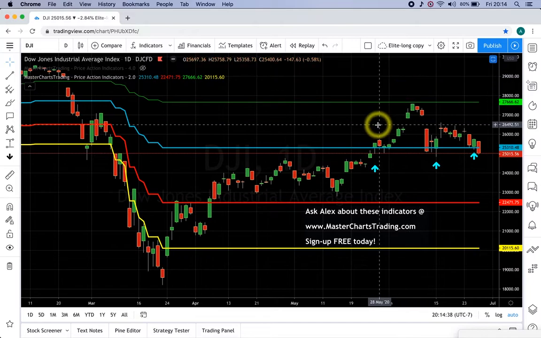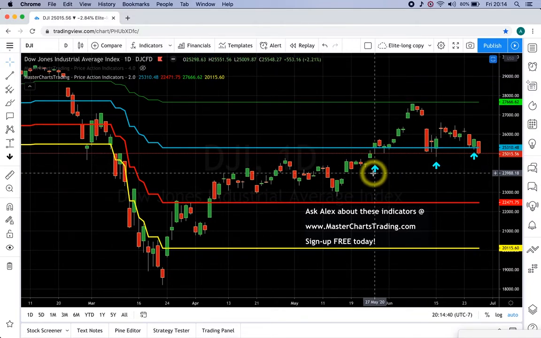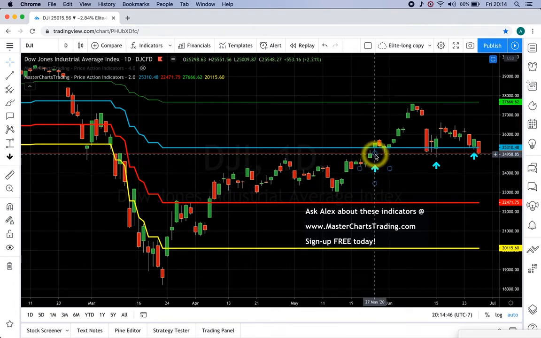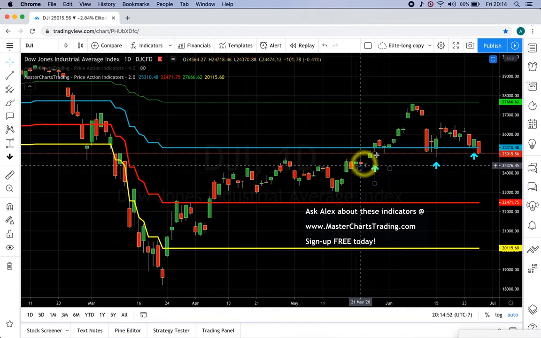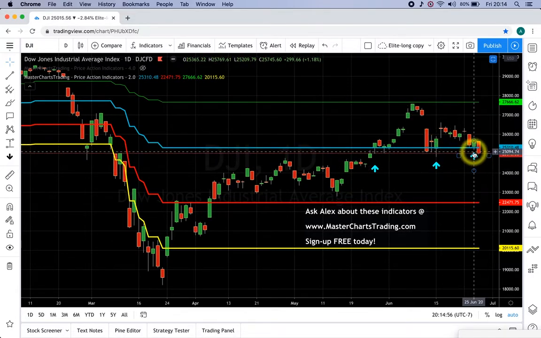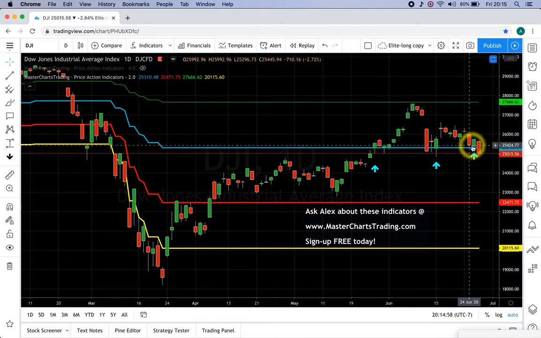Here's the Dow Jones Industrial Average. Pretty much the same general principle. It was lagging the S&P 500 a little bit, but for example, here is an opportunity on the 27th of May, and it was definitely a successful trade. A couple more alerts, one actually yesterday on the 25th of June.